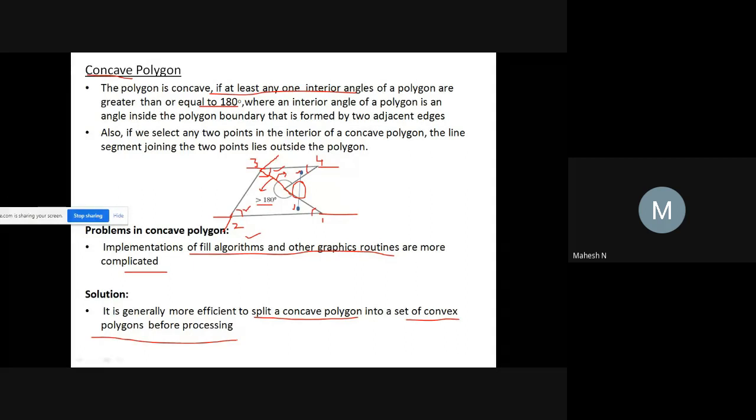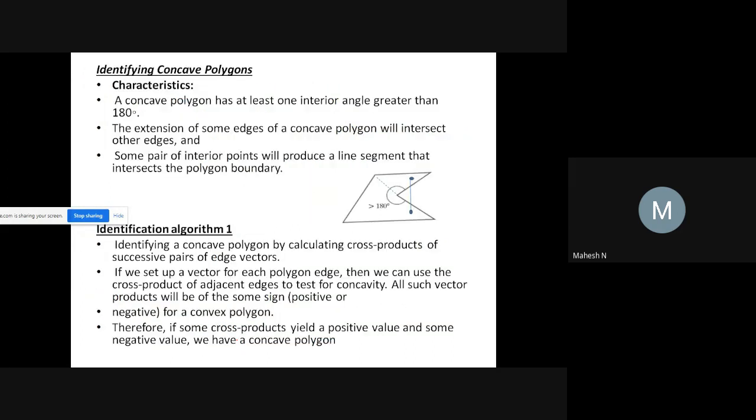First, I need to identify whether a polygon is concave or convex, so that next I can divide the concave polygon into convex polygons. That is the next part, how I will divide. First thing is I need to identify whether a polygon is concave or convex. So how do we do that? Identification algorithm 1.